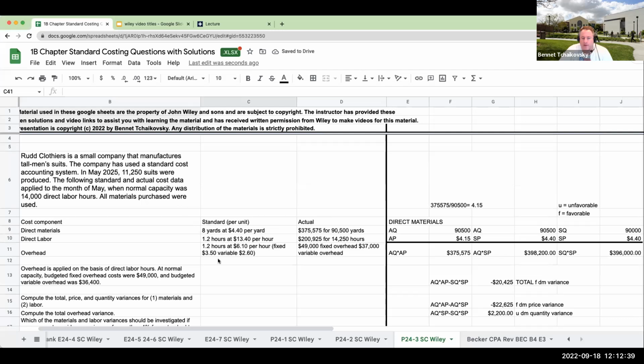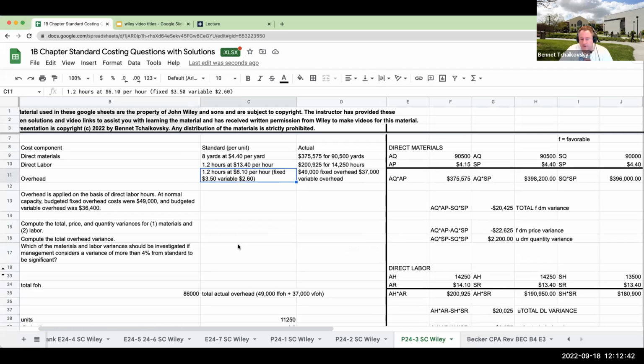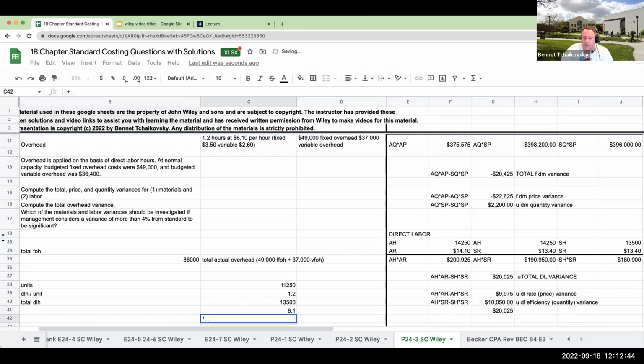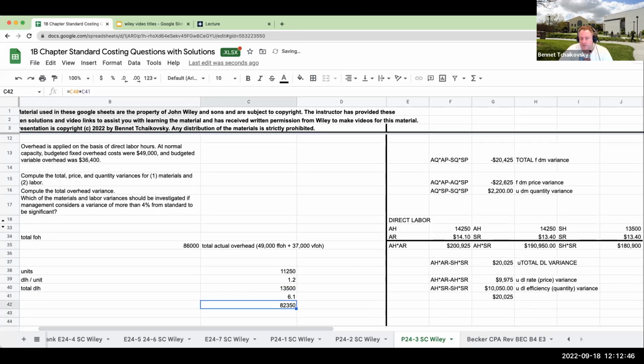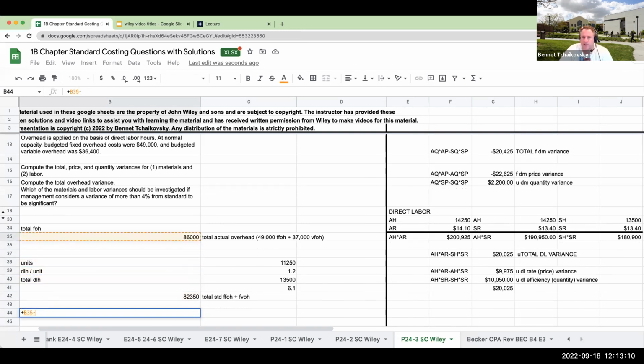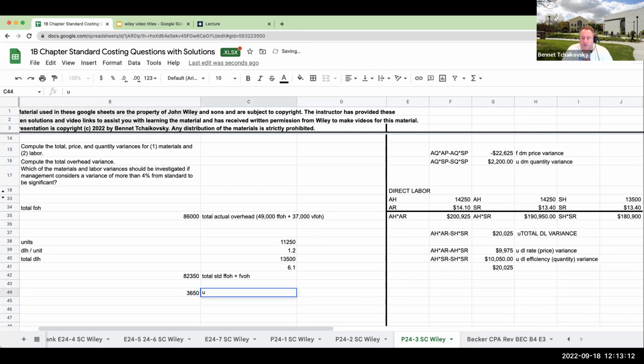My overhead rate combined for both fixed and variable is $6.10 per hour. When I multiply this through, I get 82,350. This is going to be my total standard fixed factory overhead plus variable factory overhead. Okay, so if I spent 86,000 and I should have only spent 82,350, this is going to be an unfavorable total overhead variance.